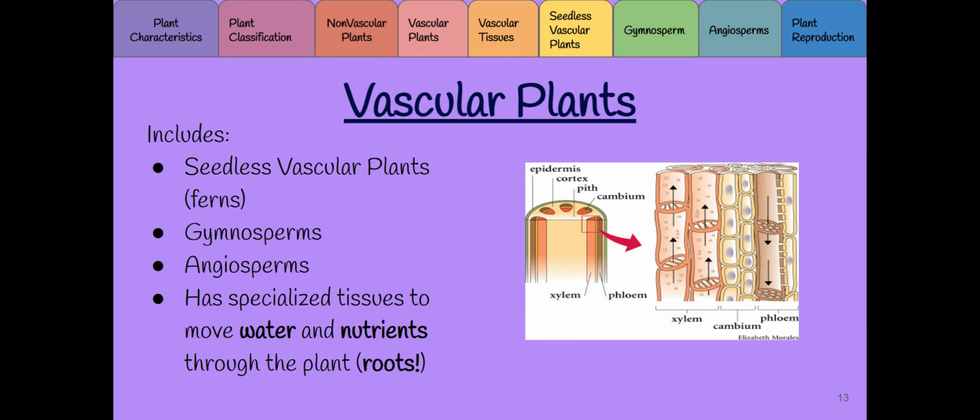That brings us to vascular plants. This includes seedless vascular plants, such as ferns. You have gymnosperms and angiosperms. Gymnosperms are cone bearers, angiosperms are flowering. These have specialized tissues to move water and nutrients through the plant.